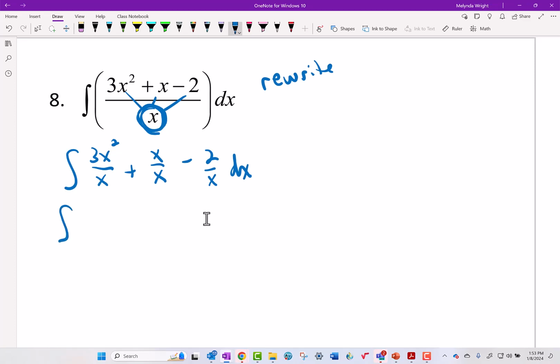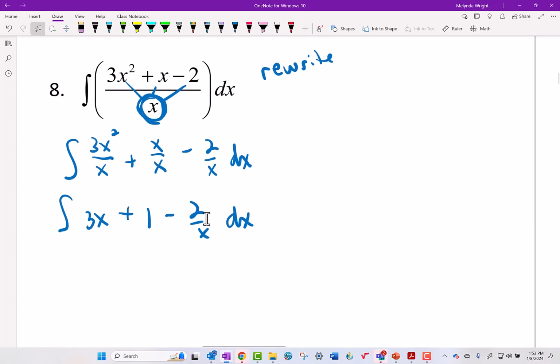All right, so let's simplify that. So 3x squared over x would just be what? 3x. And x over x is 1. And then there's nothing I can do to fix 2 over x. All right, now we're ready to do our antiderivative. So this first one, we're going to do the reversal power rule. My exponent is 1. I add 1 to 1, and I get 2. So I divide by 2. So 3 halves x squared. What's the antiderivative of 1? x. What's the antiderivative of 2 over x? Yep, minus 2 ln absolute value of x plus c. And we're done.